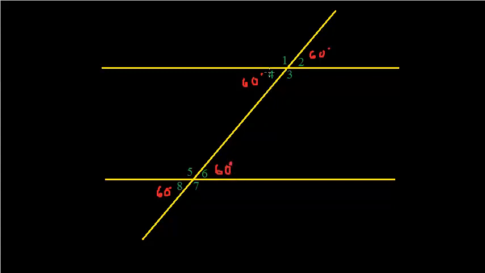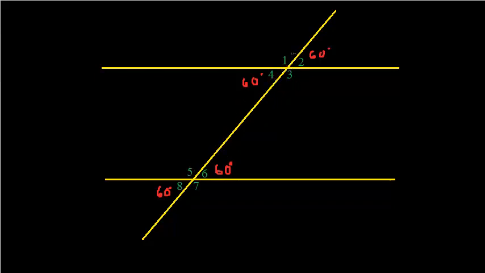What we can then see here is that angle 4 and angle 6 have the same measurement. These are what are called alternate interior angles. They are inside the parallel lines and they're on opposite sides of the transverse. The same goes for 3 and 5.